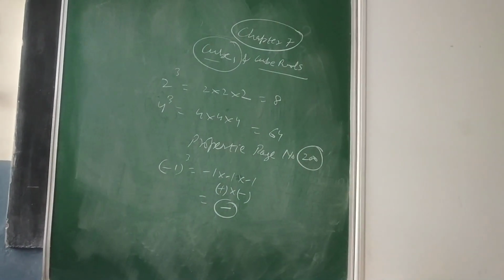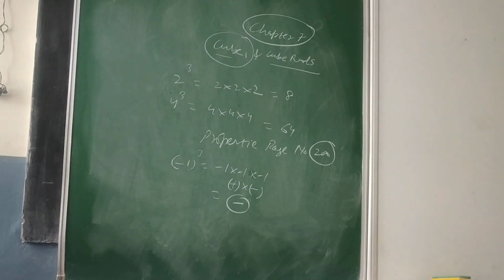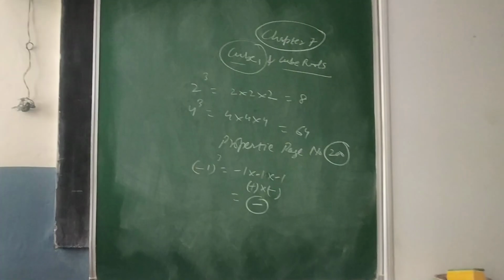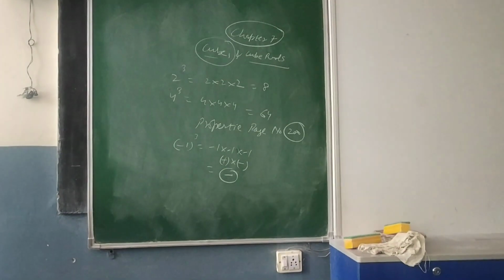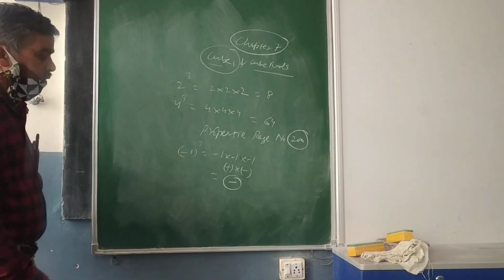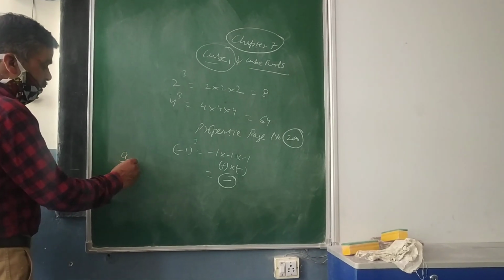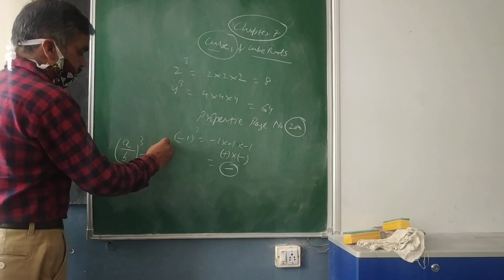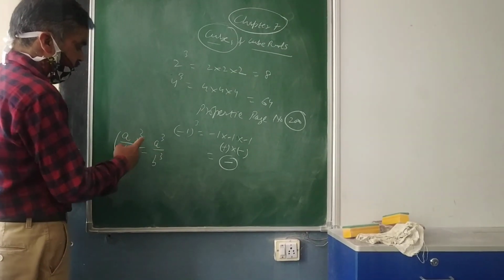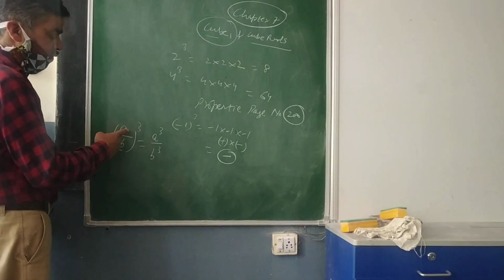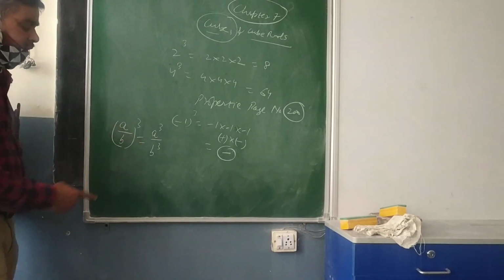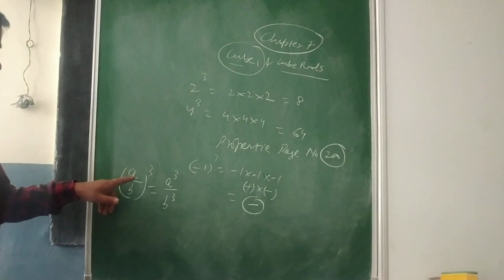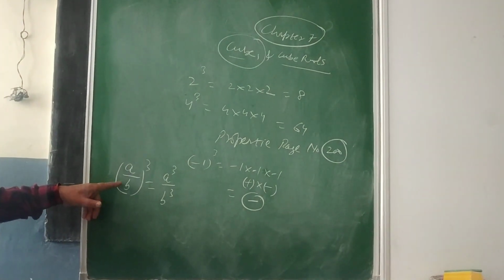Then the fourth property: the cube of a rational number a upon b is a cube upon b cube. Suppose you are talking about a upon b whole cube, that can be expressed as a cube upon b cube. It means the power applies to both the numerator as well as the denominator. If it is written like this, for the cube of any rational number, you have to raise the power to both the numerator as well as the denominator.